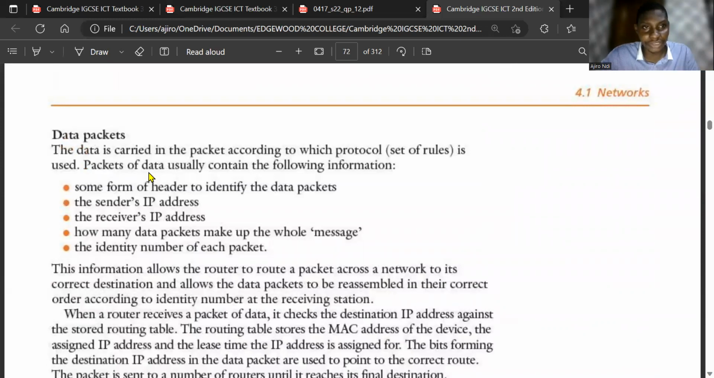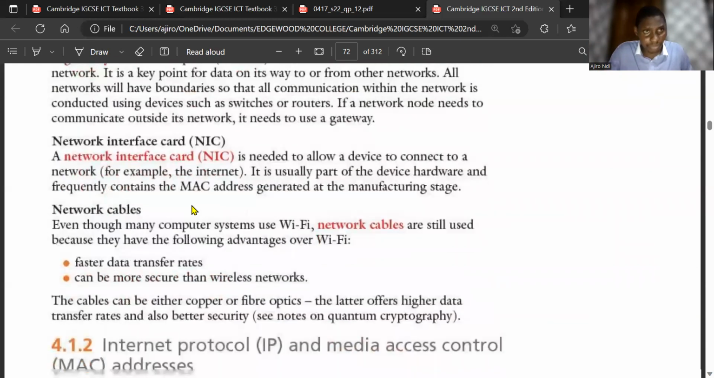The data package, obviously, is carried out in packets according to which protocol is used. Now, the data that is carried out has some form of headers to identify the data package: the sender's IP address, the receiver's IP address, how many data packages make up the whole message, and the identity number of each of the packets. So it's breaking those messages into what we call data packets. That message you are sending is in a data packet in the network. Simple. So we don't have to kill ourselves.